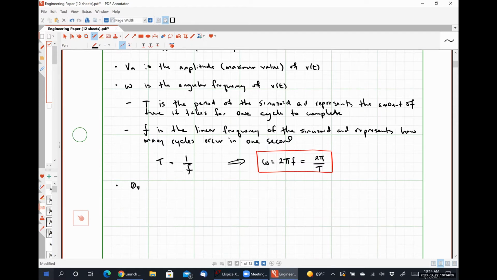Theta v is what's called the phase angle of v of t, and represents the shift in v of t along the horizontal axis.